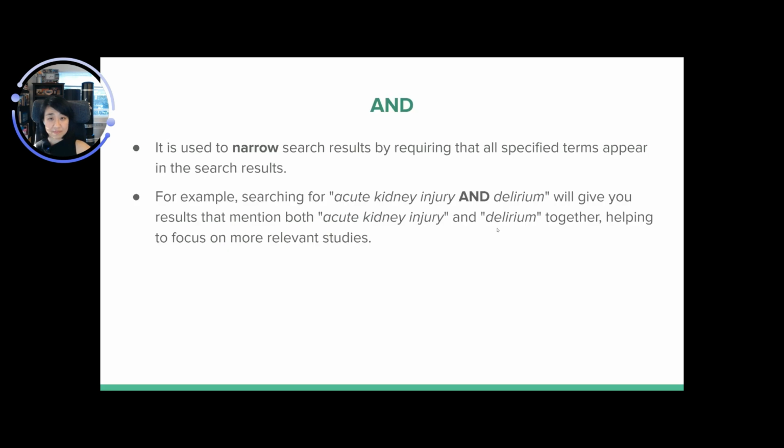First one is AND. When you use AND, it is used to narrow search results by requiring that all specific terms appear in the search results. For example, when you search for acute kidney injury AND delirium, it will give you results that mention both acute kidney injury and delirium together. So it helps you focus on more relevant studies. When you think about a Venn diagram, it's like 2 circles and it's the one right in the middle.